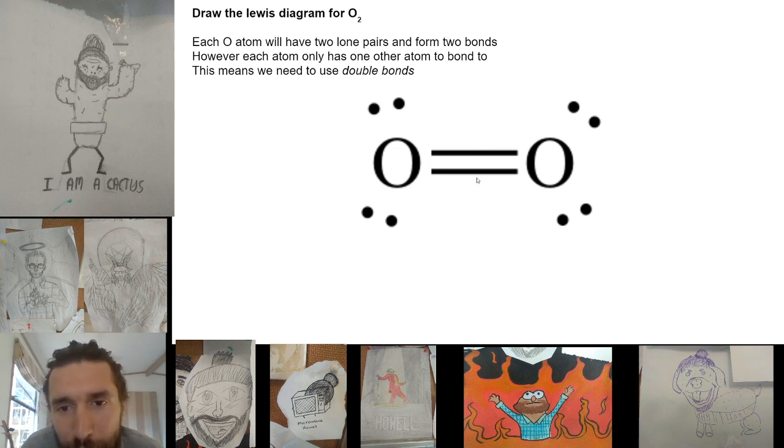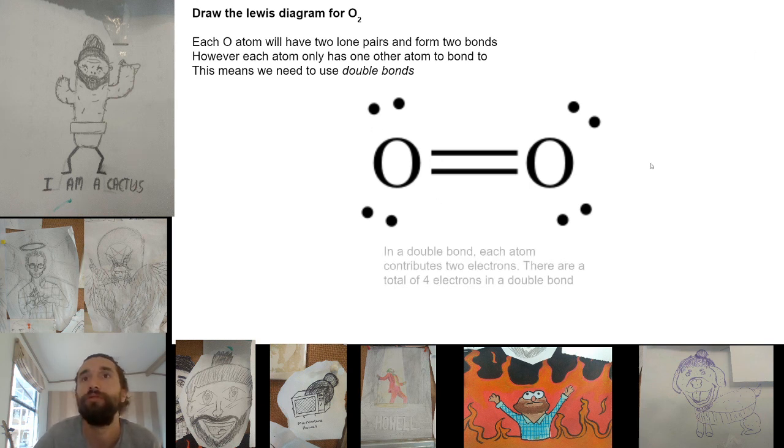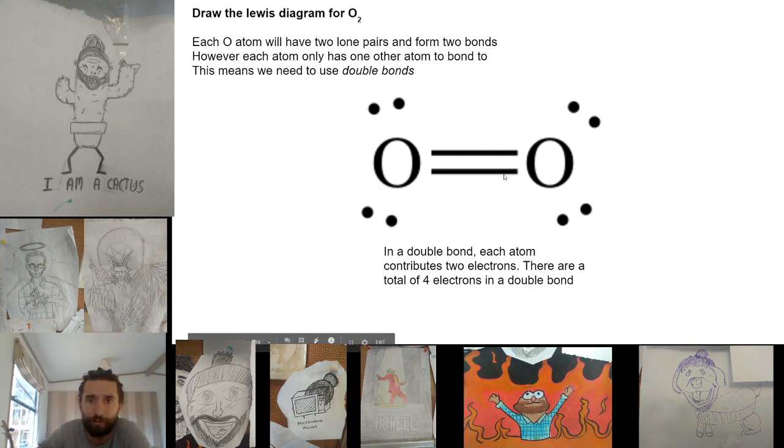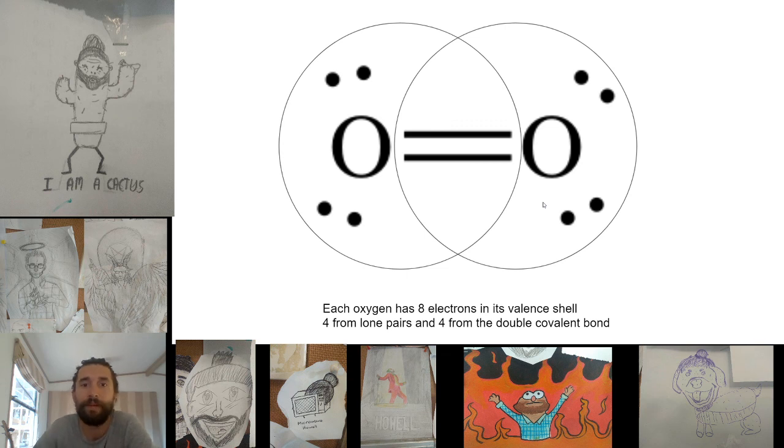So if we remember each of these bonds is worth 2, this oxygen has 1, 2, 3, 4, 5, 6, 7, 8 electrons around it. And this one's going to have the same. So in a double bond, each atom contributes 2 electrons, 1, 2, 1, 2. There are a total of 4 electrons in a double bond. So each oxygen has 8 electrons in its valence shell, 4 from lone pairs, 1, 2, 3, 4, and 4 from the double covalent bond.